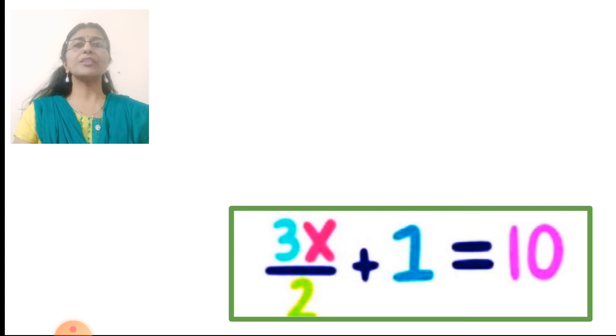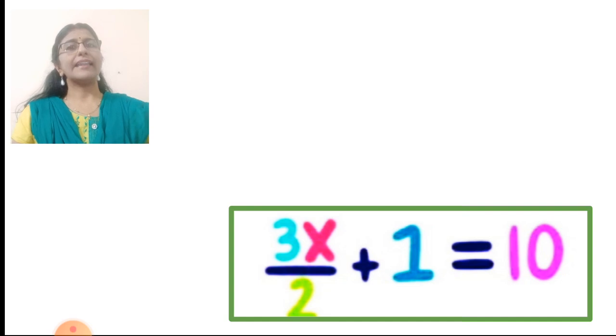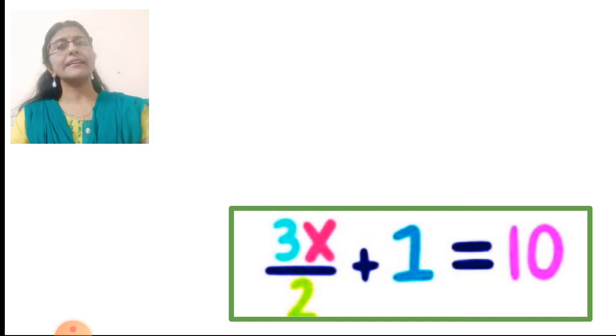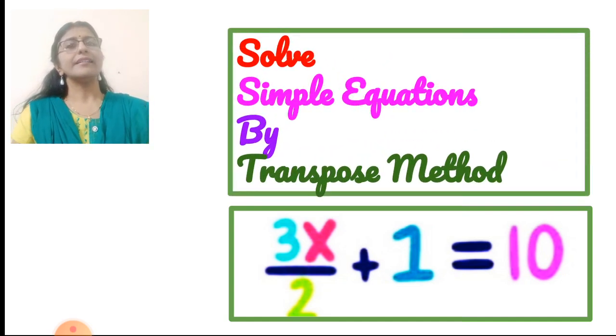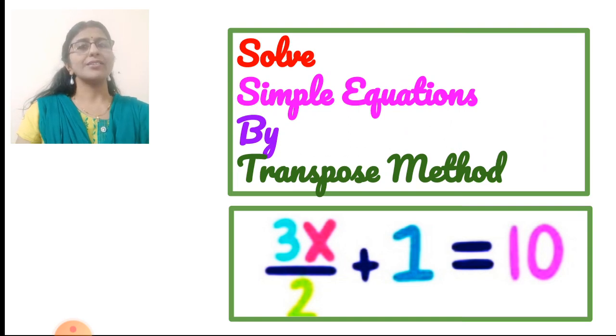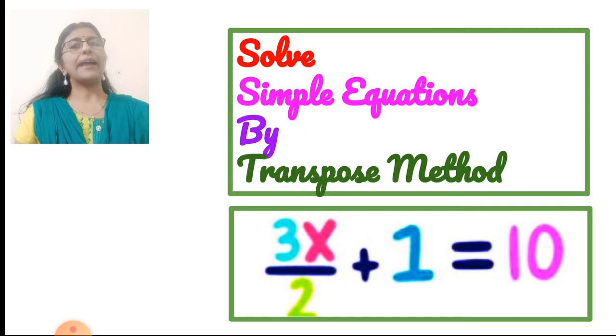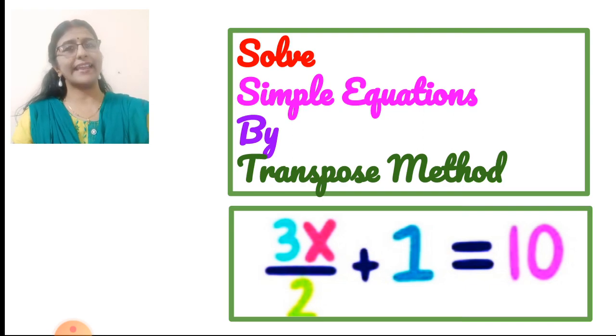In the last session we have learned to solve an equation by carrying out identical mathematical operation on both sides of the equation in such a way that we just get a variable on one side of the equation. Today we will learn to solve an equation by another method, and that is the transpose method. So today we will learn to solve simple equations by the transpose method. Before we learn this method, let us revise the previous method once again.